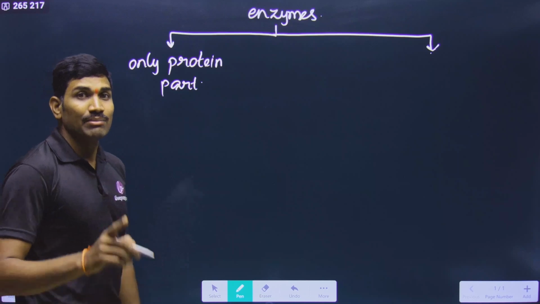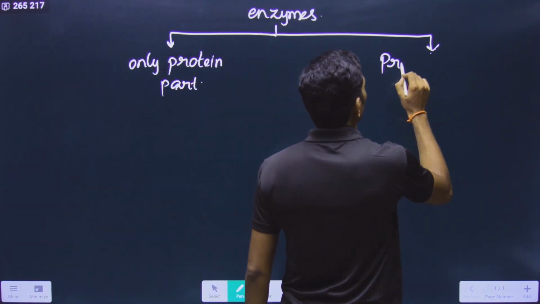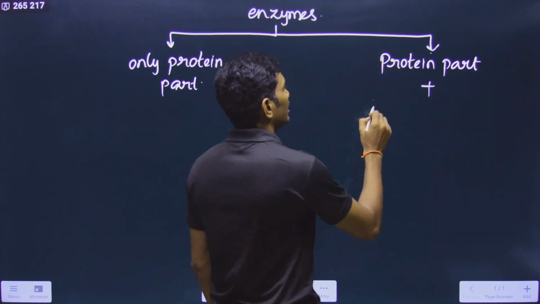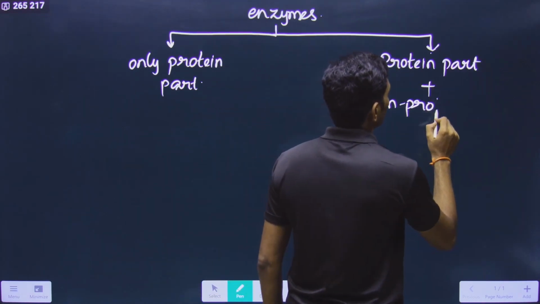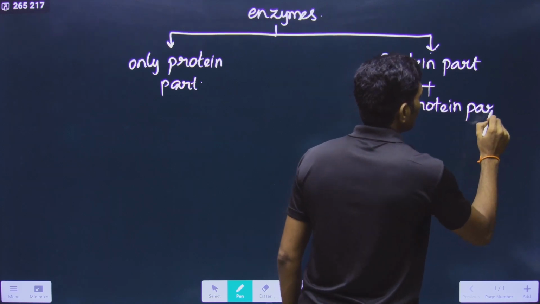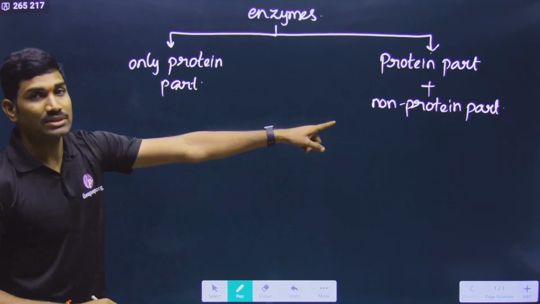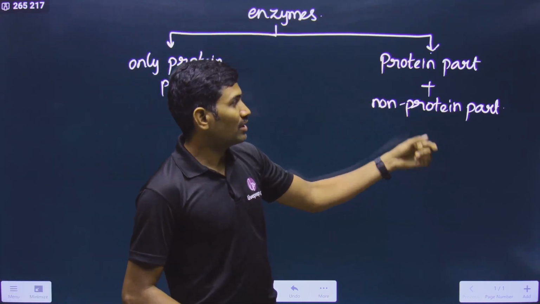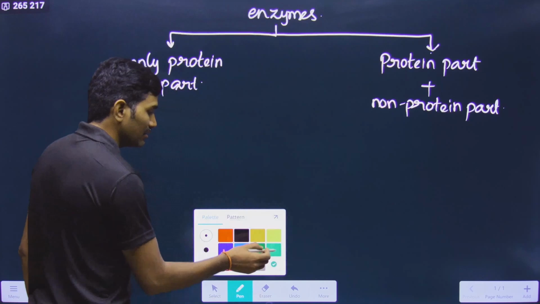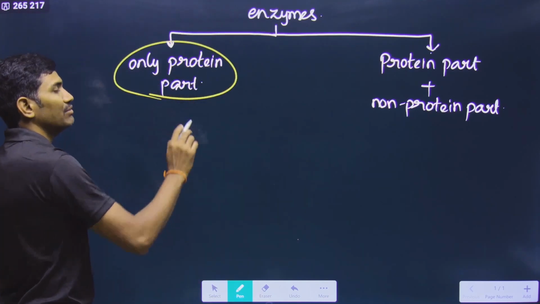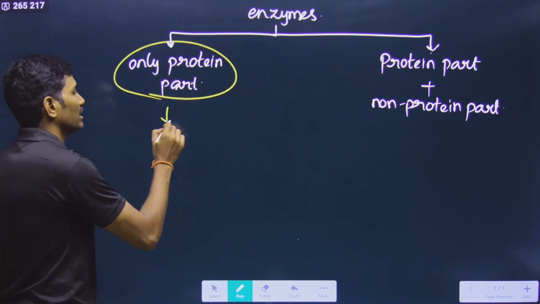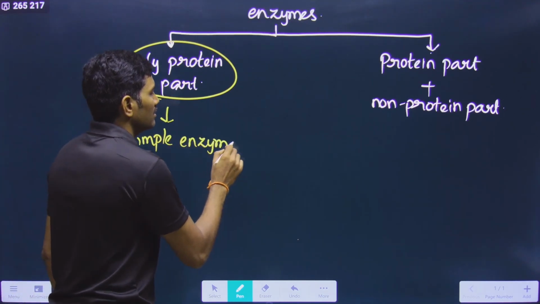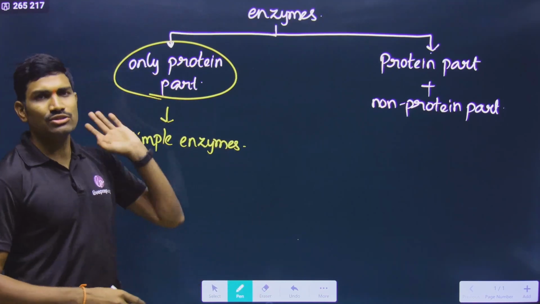But in some enzymes, the protein part is present plus a non-protein part is also present. Please remember this: protein part and non-protein part. In this way, two parts are present. Some enzymes are having only the protein part, that's it. But some are having a non-protein part along with the protein part. So now here we are giving the names. Those enzymes that are having only the protein part are called simple enzymes. So simple enzymes are having just protein as the active molecule, and that itself is doing the reaction.